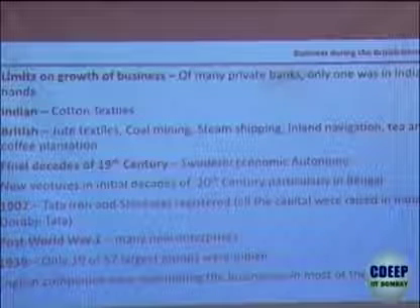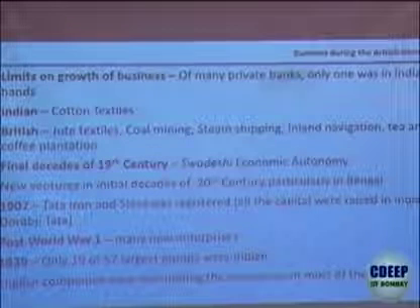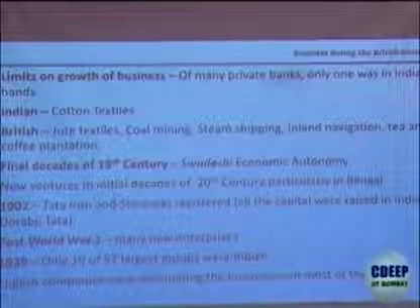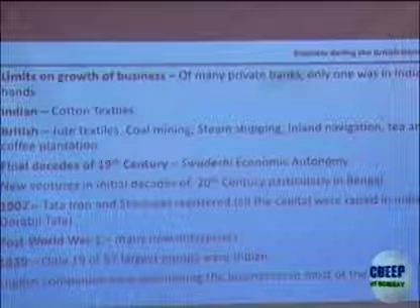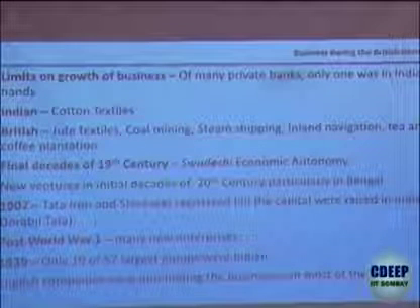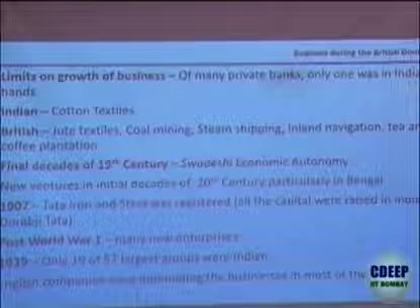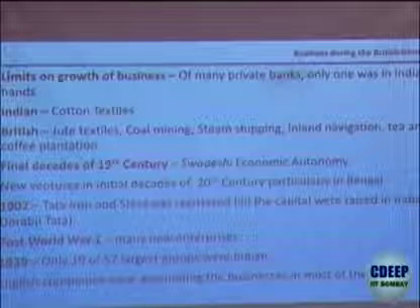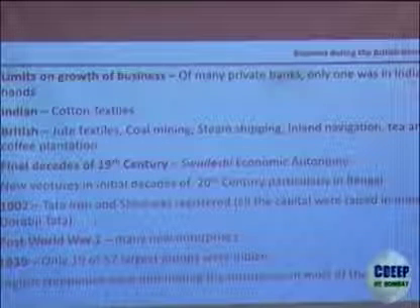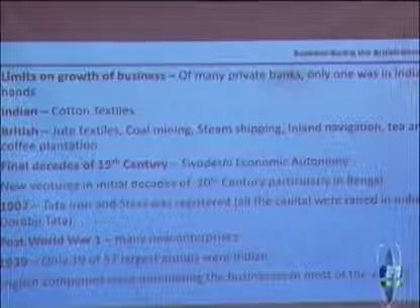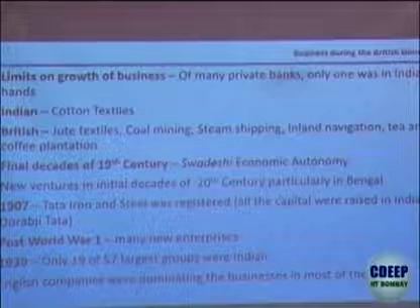And new ventures in the initial decades of the 20th century were majorly started in Bengal. So in 1907, Tata Iron and Steel was registered, and all the capital for that was raised in India itself. Post World War I, many new enterprises came, but all of them were on a smaller scale. So in 1939, only 19 of the 57 largest groups were Indian. That shows that English companies were dominating businesses in most of the sectors.